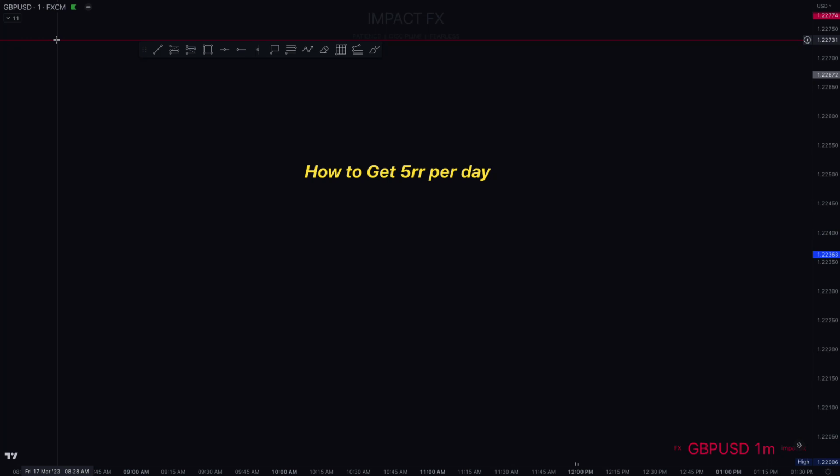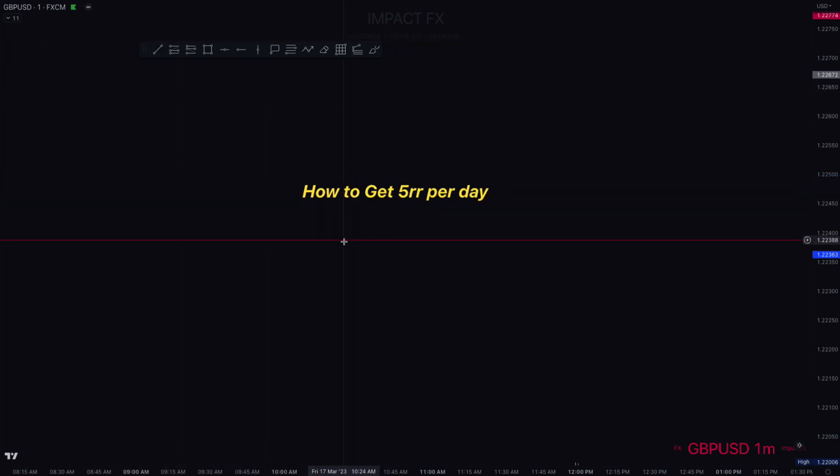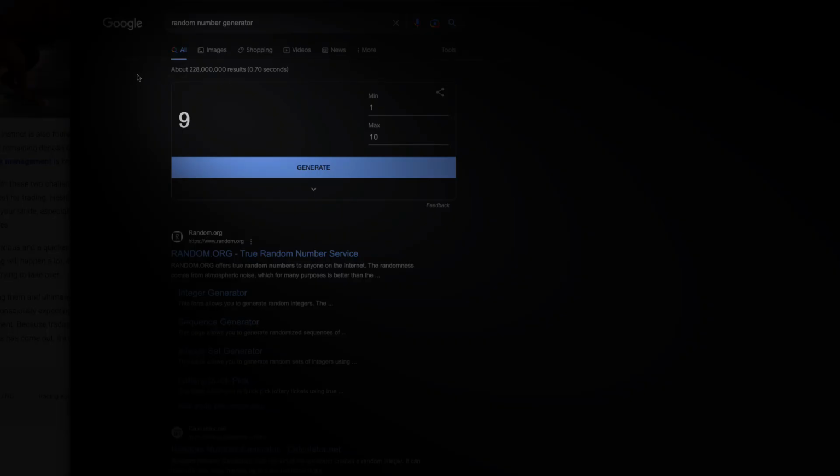So how I'm going to set this up, guys, is I'm basically going to choose a random number here. We're just going to use the Google random number generator, and we're just going to generate a value from 1 to 5. Okay, 4.